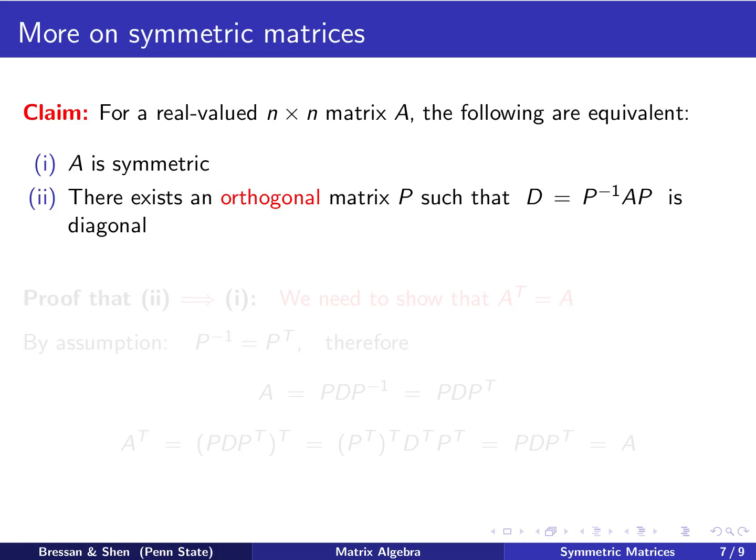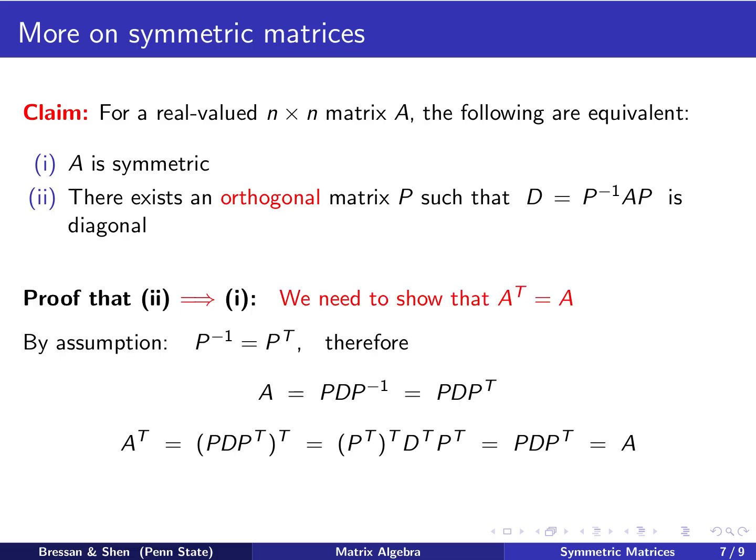Now we look at some more properties of symmetric matrices. So here is a claim. For a real valued m by n matrix A, the following statements are equivalent. Part 1, A is symmetric, and part 2, there exists an orthogonal matrix P such that D equals P inverse A times P is diagonal.